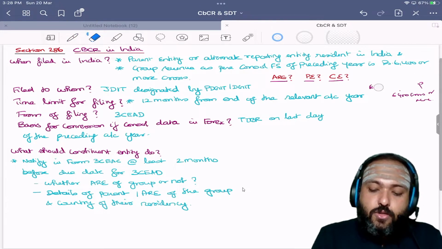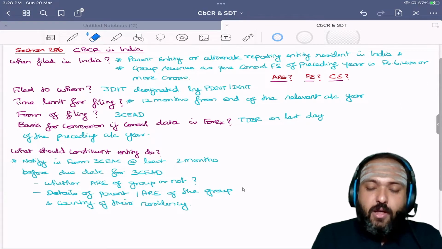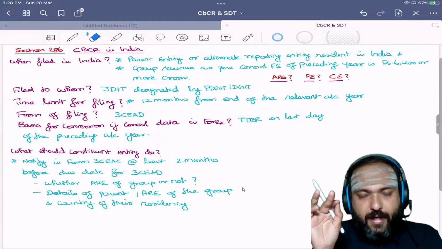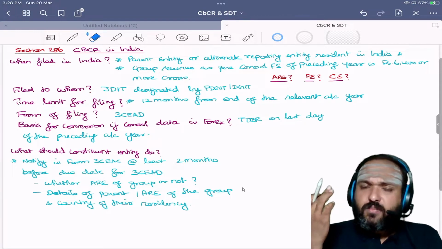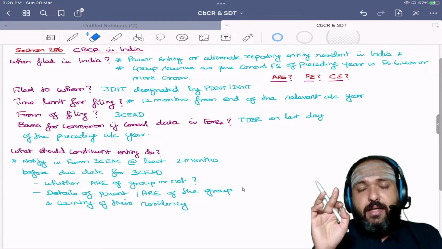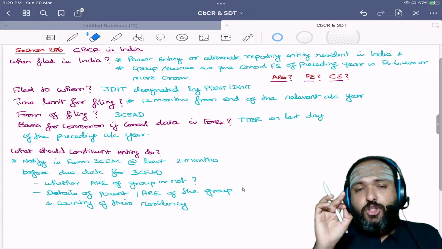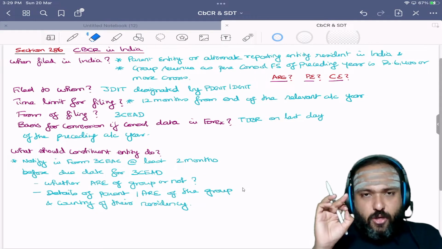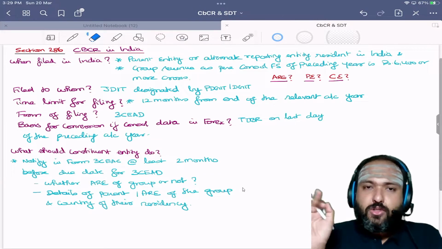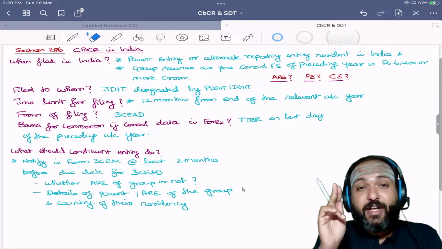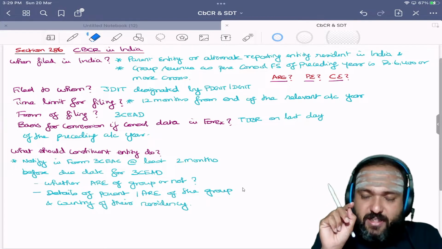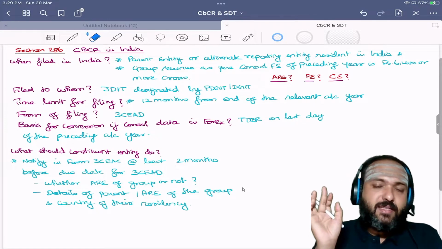Only then the provisions of CBCR will be applicable. Is it clear? So what are they telling? First of all, there has to be a parent entity in India, and that parent entity should consolidate for the entire group, and the parent entity should also have a consolidated revenue in the statement of profit and loss of 6,400 crores or more. So these two conditions should be satisfied together. Only then you have to file CBCR in India.